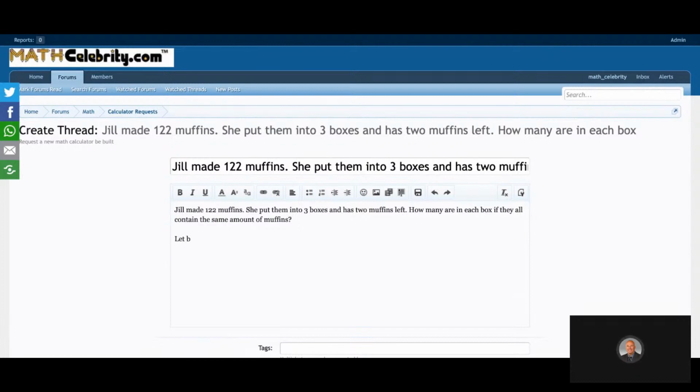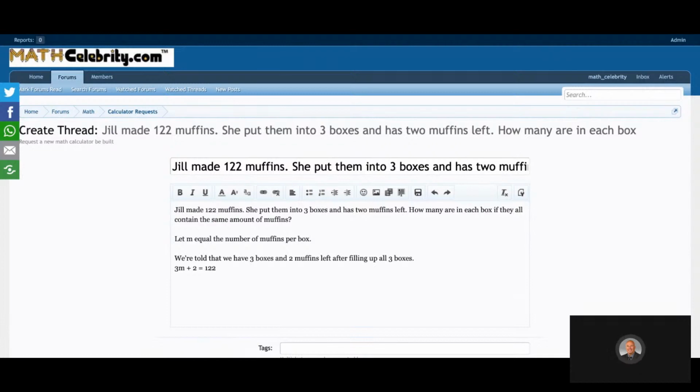So I like to start by declaring variables for what we want to know. Let B equal the number of boxes. We're told that, or no, I'm sorry, there are 3 boxes. So let's switch that up. M equals the number of muffins per box. We're told that we have 3 boxes and 2 muffins left after filling up all 3 boxes. So we've got 3 boxes times M muffins per box plus 2 left over equals 122.